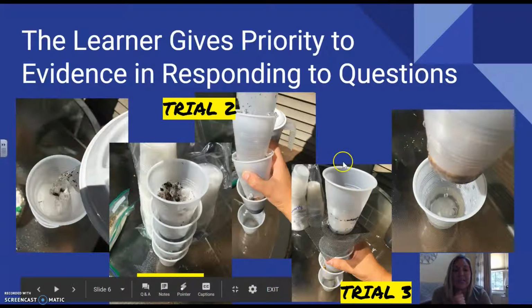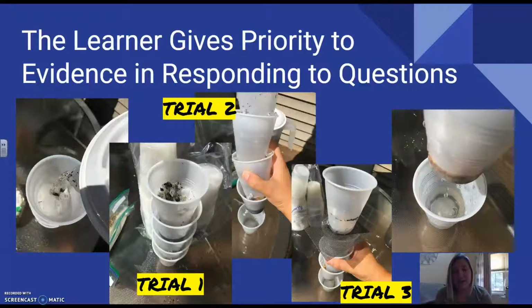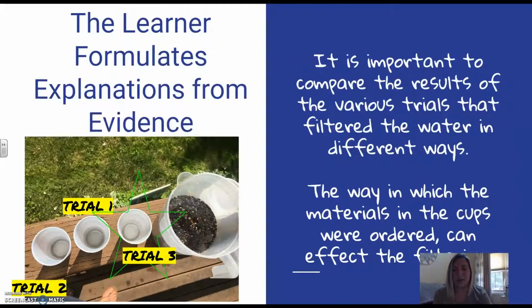In this model, I had my cheesecloth in the first cup. I then did a layer of mesh. I then had a layer of the charcoal in the second cup, I'm sorry, the third cup I did alum on the bottom with sand on top, and then my final cup was the gravel, and this is what had given me the clearest water.